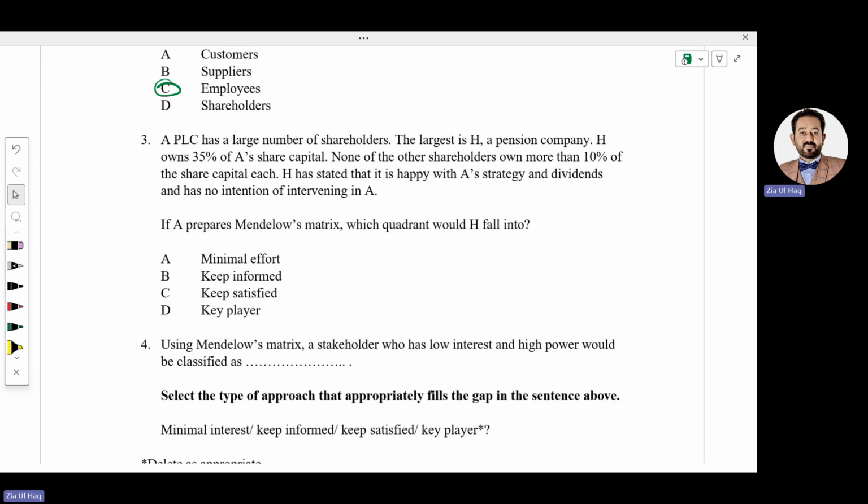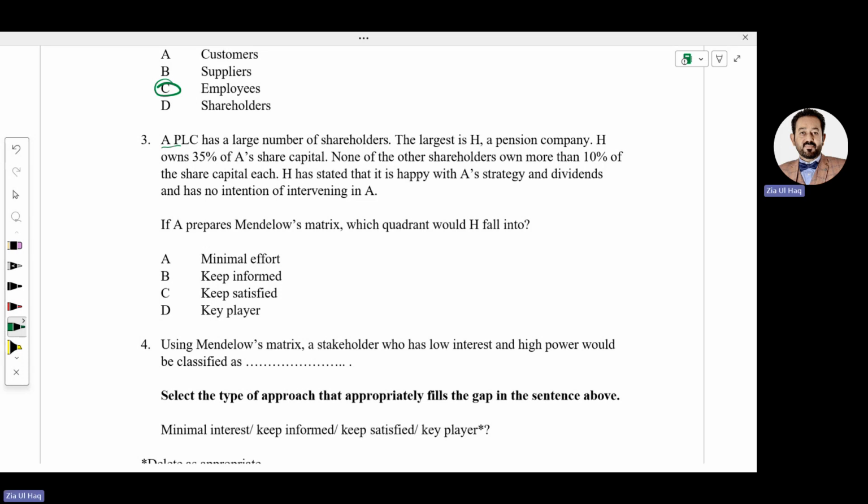Different companies also invest in other companies. H owns 35% of A's share capital. None of the other shareholders own more than 10% of the share capital each. Others have less than 10% investment in the company. H is the majority shareholder.